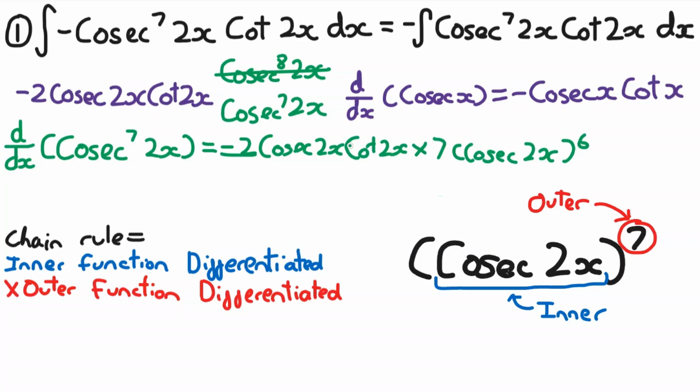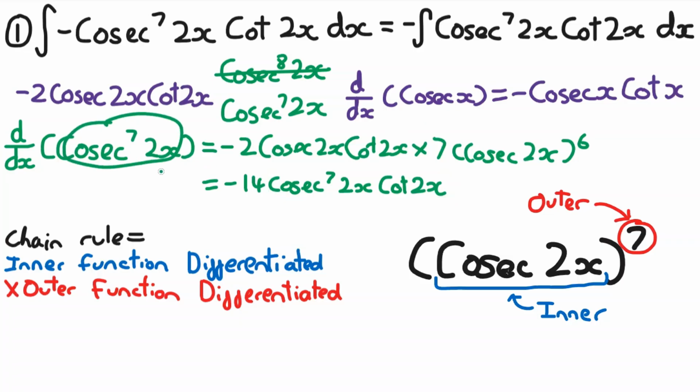We can simplify this because minus 2 multiplied by 7 is minus 14, and then cosec of 2x multiplied by cosec of 2x to the power of 6 is cosec of 2x to the power of 7, and we have this cot of 2x here. We can see that we have the correct format of cosec to the power of 7 2x cot of 2x, so this shows that this here is the correct integral.